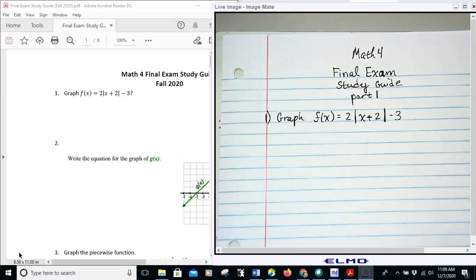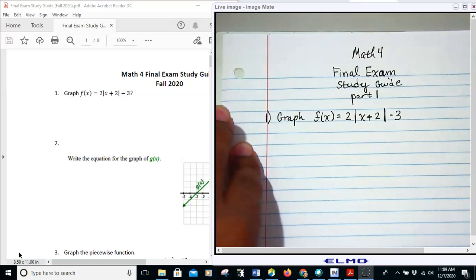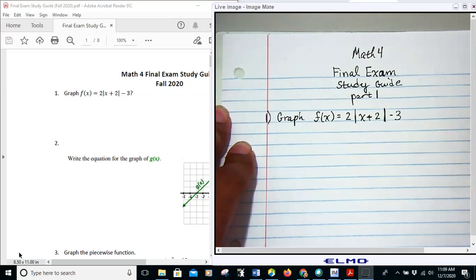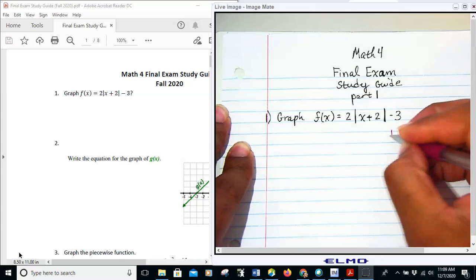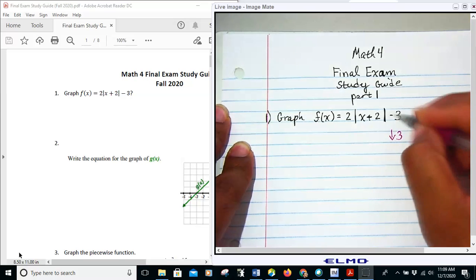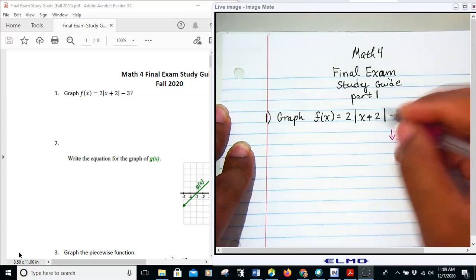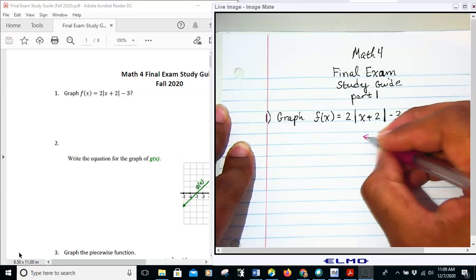All right, so first off, starting with question 1, and it's actually a really easy question, but it says graph f of x equals 2 absolute value x plus 2 minus 3. So if we're going to graph it out, we need to make sure we know what our transformations are. So we know it goes down 3 here, put that 3 in the back. We know this plus 2 goes to the left 2.